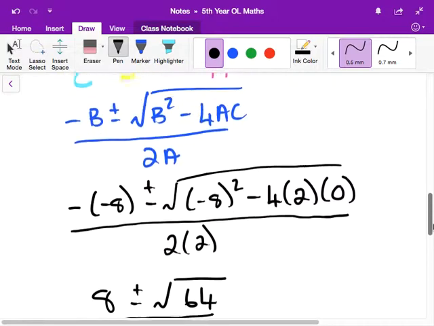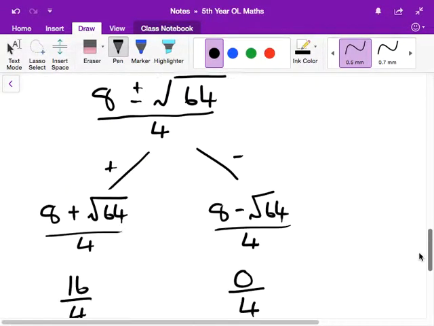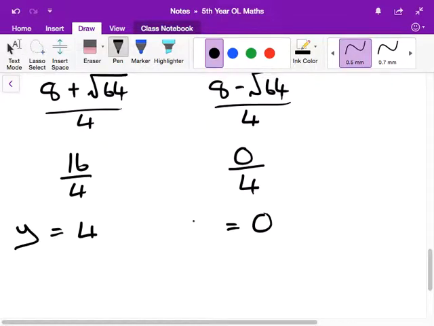The equation that I solved, if I go back up, had y's in it. So that means those two answers are values for y.